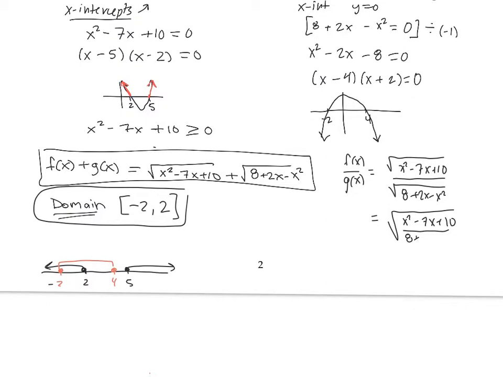How can you tell that nothing can cancel? That's when you factor them out. Yep, I factored them out, like, here, right? And none of the factors are the same, so they're not going to cancel. Okay, so there's f over g.